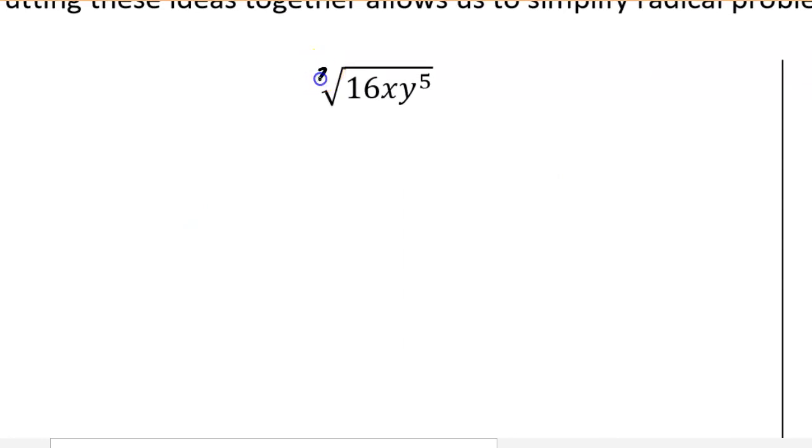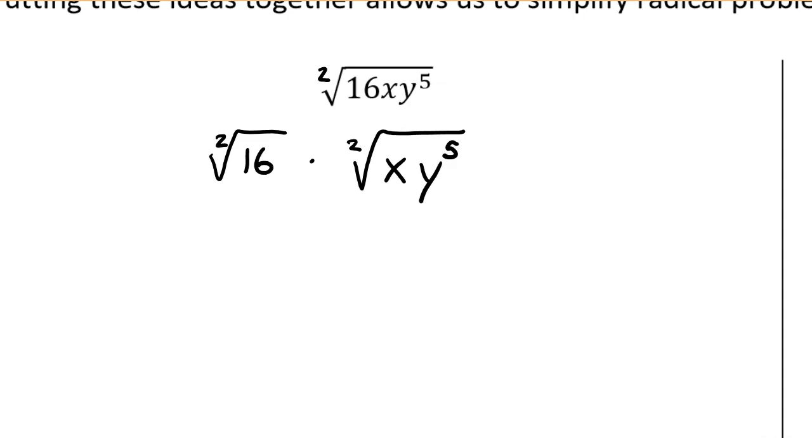Notice that our index isn't listed, so we assume it to be a 2, of 16x y to the 5th. Now, right off the bat, let's interpret this as the number and then the variable. Just to keep them clear in our brains, it's a lot easier to do that. Starting off, what is the square root of 16? Well, no fancy prime factorization needed here. We know this is just a value of 4. Square root of 16 is going to be 4.